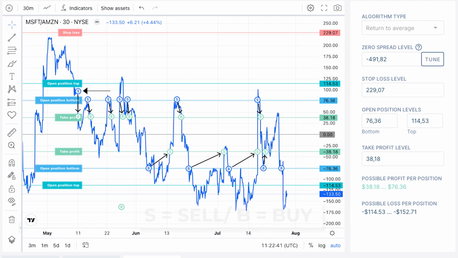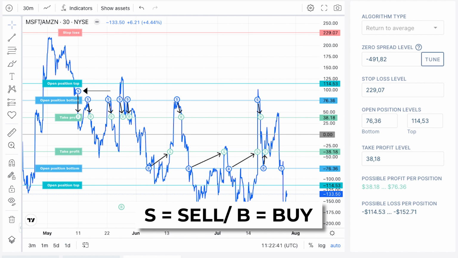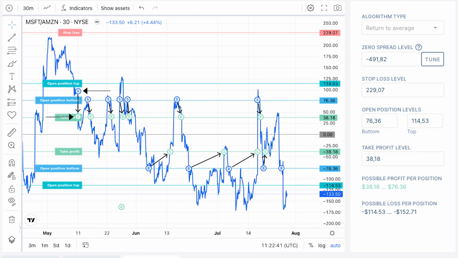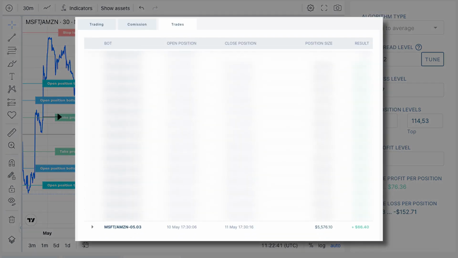You can see here from the chart, S stands for sell to initiate a short position, and B stands for buy to exit the short position. And this results in a quick 1-day profit on May 11th as the pair goes down in price.